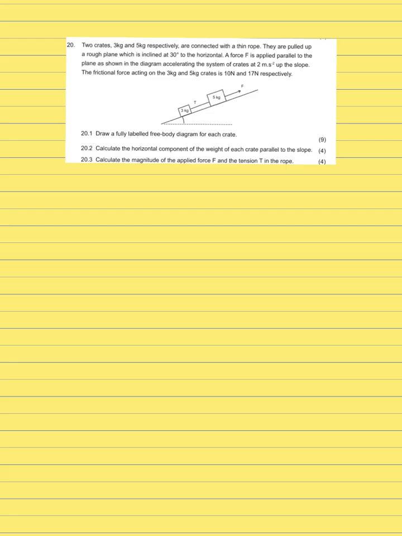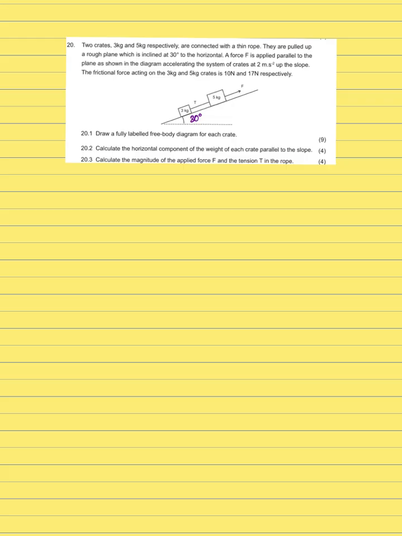All right, the next one says 2 crates, 3 kilograms and 5 kilograms respectively, are connected with a thin rope and are pulled up a rough plane, which has an incline of 30 degrees. So I'm just going to add information here. I'm going to add in 30 degrees there.